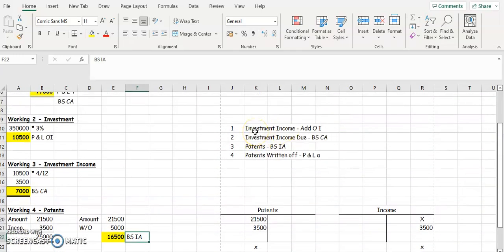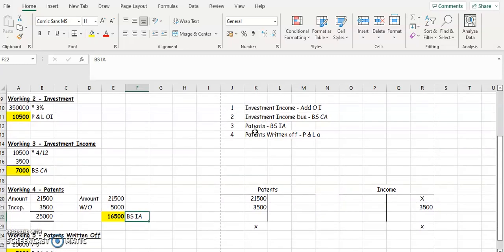So the 4 steps that you need to do for any patent incorporated is you're going to find how much your investment income is. You're going to find out how much your investment income due is. You're going to find what your patents are. And you're going to find out how much your patents written off are. So investment income, go to the trial balance, get the 350,000, multiply by 3%. So the total investment income we're going to receive is 10,500. That goes into your profit and loss and your operating income. You're going to add it on.